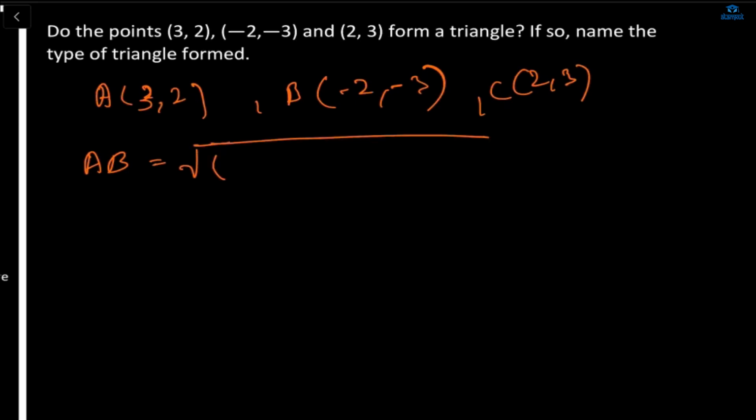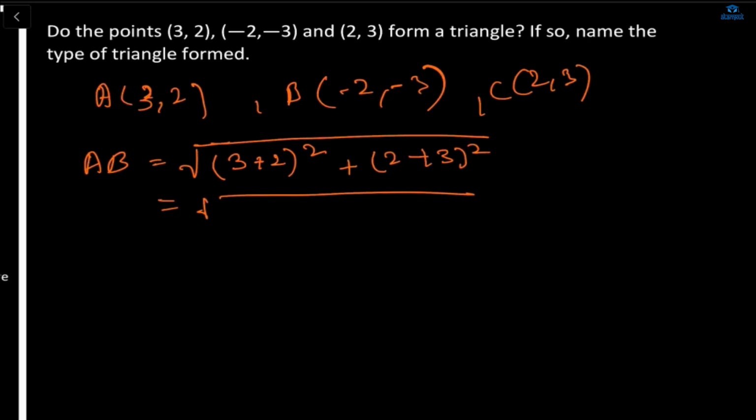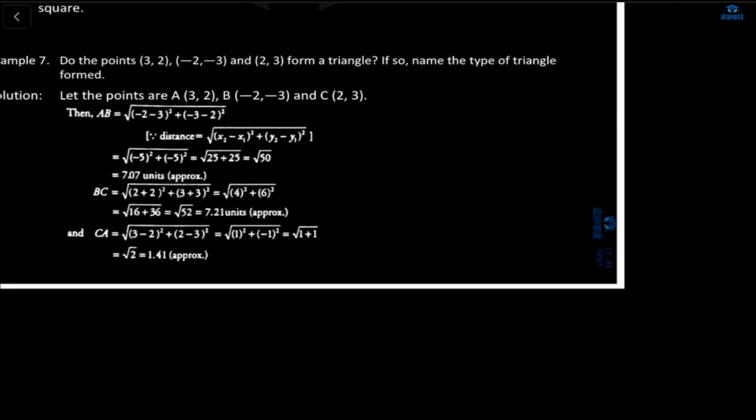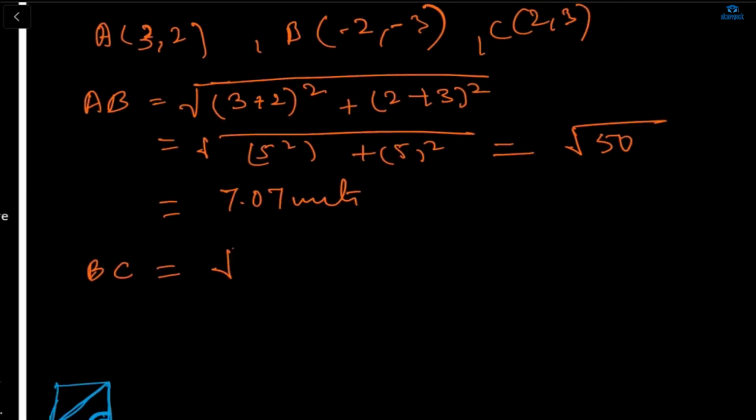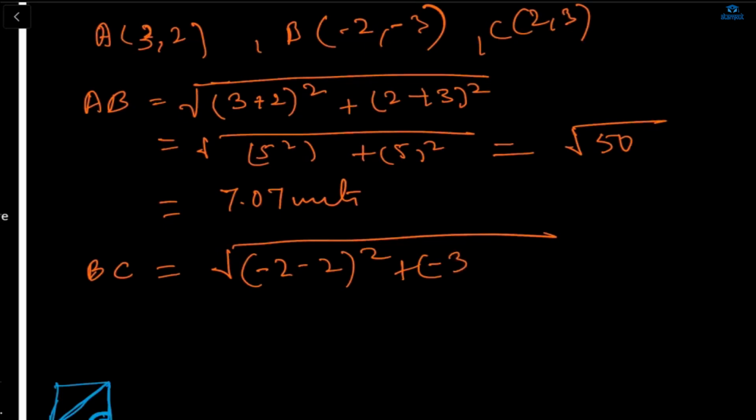So it will be what? Square, okay, plus 3 - 2 and 2 - 3. Okay, so it will be what? Root of 5 square plus 5 square, which will be equal to root 50. Okay, now if you calculate root 50, here I'm not just calculating, I'm just directly writing, it will be 7.07 units. Okay, now we are going to find out BC. So if we are going to find out the BC value, it will be what? (-2 - 2) square plus (-3 - 3) square.